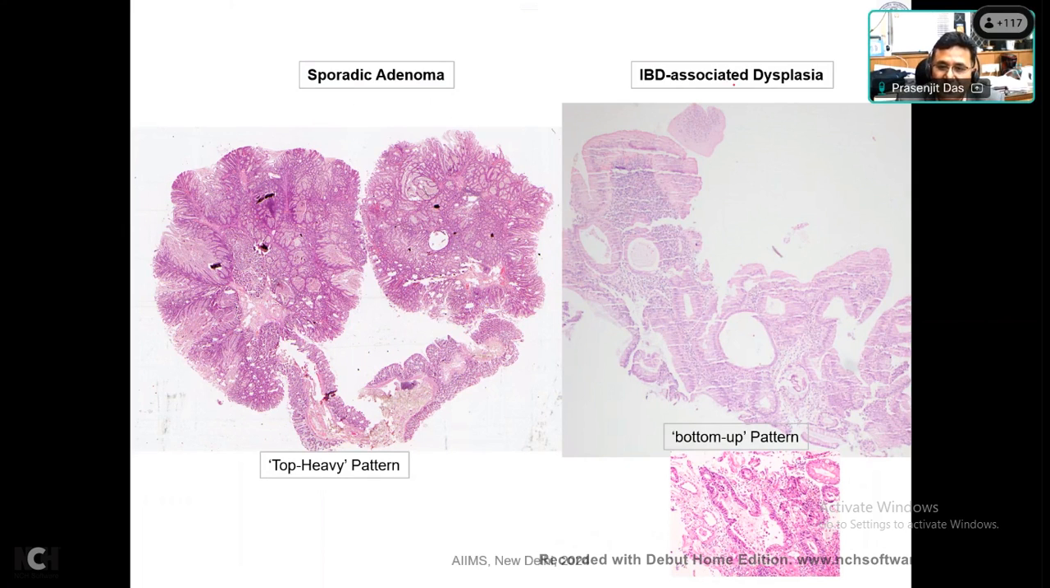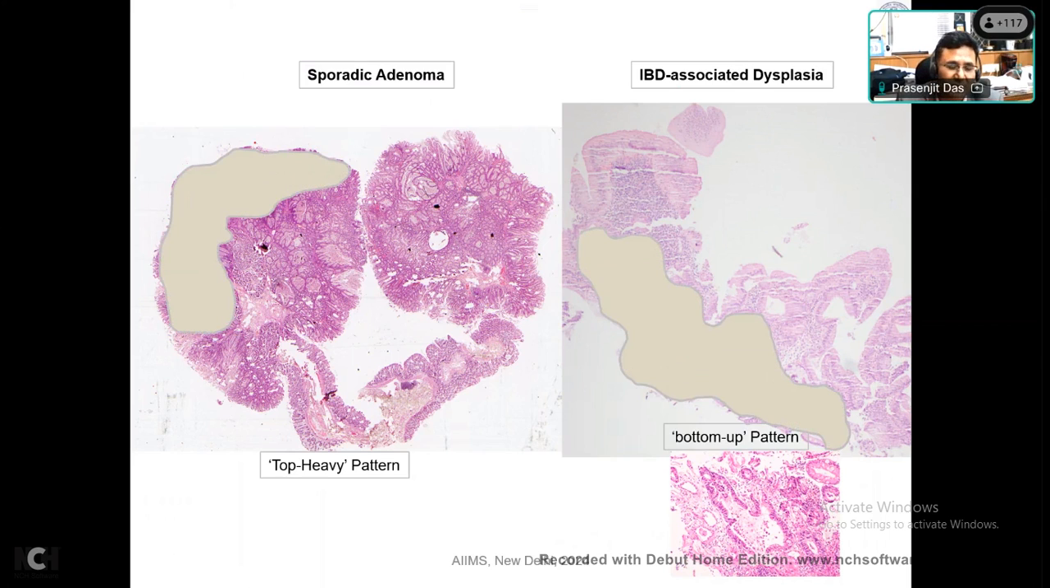Or it can be IBD associated dysplasia, where the dysplastic change has developed as a complication of IBD. So how to differentiate that? There are two important features you have to see. If you look at these two patterns, in sporadic adenoma, we always see dysplastic change which is usually seen more towards the surface, like a tree. It is a top heavy pattern, okay? And if you look at the stalk or the lower part of the crypts, they usually don't show dysplastic change. On the other hand, IBD associated dysplasia usually shows a bottom up pattern.